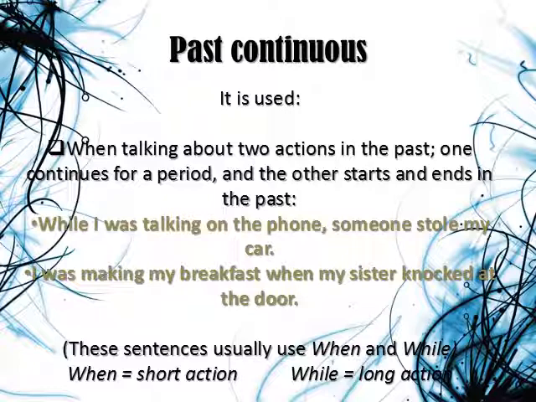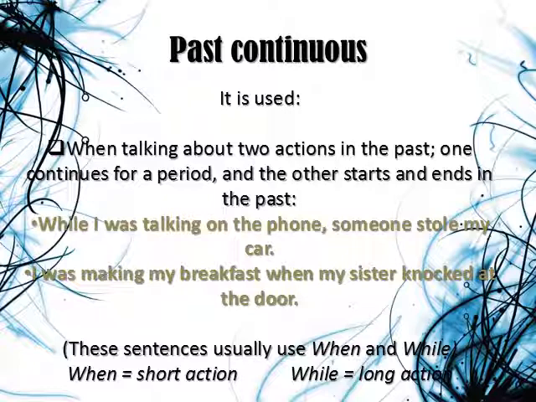So the first use of the past continuous is to talk about two actions in the past. One continues for a period of time and the other starts and ends in the past. So here we have two actions. The first action, that is in progress, that is continuing, and the other one starts and ends in the past. Let's take this example to better understand what we mean by these two actions. While I was talking on the phone, someone stole my car.